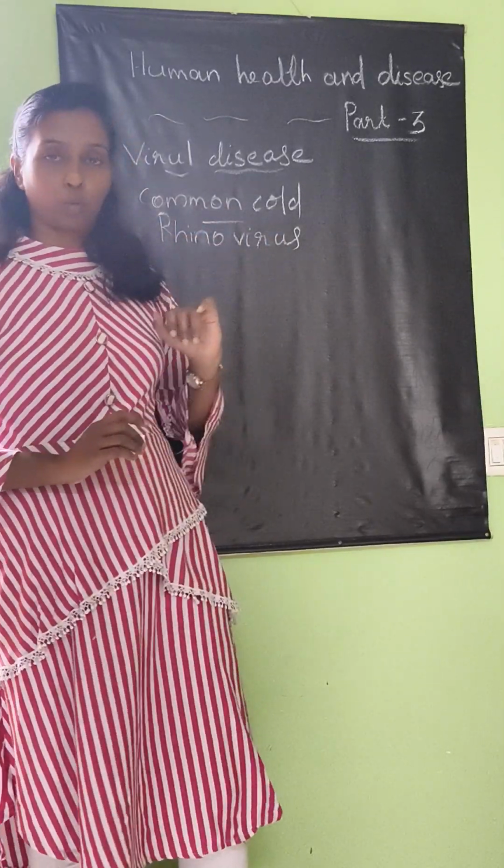So, can you say some example for viral diseases? It's very easy. Common cold, chickenpox, smallpox, chikungunya. So these are the different examples for viral diseases. And here we are going to study one of the viral diseases, that is common cold. First of all, we can see what's the causative organism of common cold.